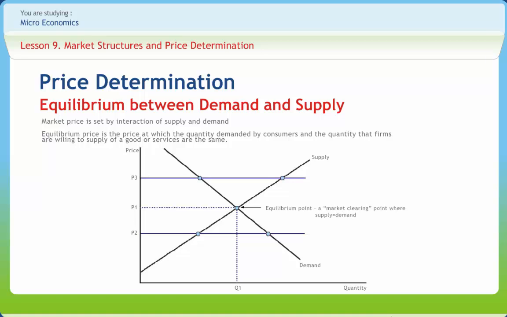Changes in the conditions of demand or supply will shift the demand or supply curves. This will cause changes in the equilibrium price and quantity in the market. We can see the same in the diagram.